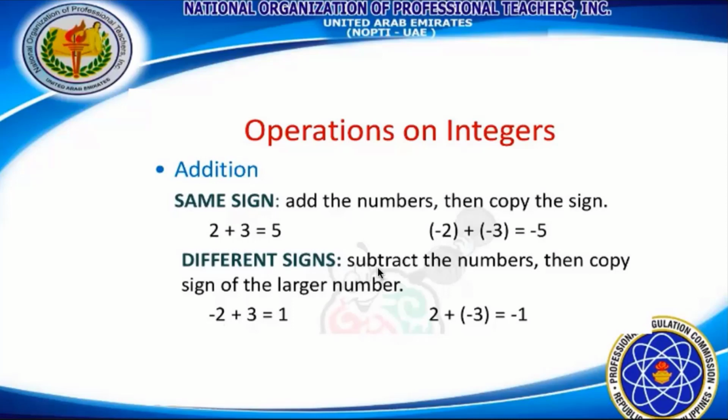Or, sabi niya kasi, subtract the numbers, then copy the sign of the larger number. So, 3 minus 2 is 1. So, the sign of the bigger number is positive, which is 3. So, positive 1. Dito naman, 2 plus negative 3, i-minus mo yan. 3 minus 2 or 2 minus 3, 1. Pero ang sign ng mas malaking number is negative. Negative. So, the answer is negative. Okay? Addition.